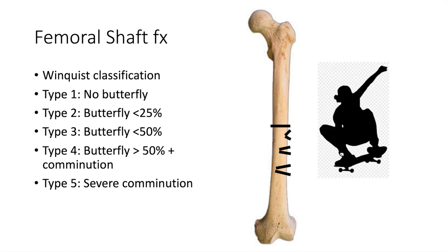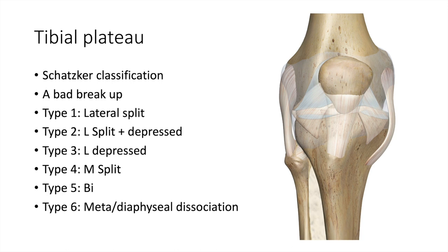And there's Bob Bergquist again. Tibial plateau, very high yield. This is the Schatzker classification. So a resident explained this to me as imagining a couple breaking up. So first you split. So type 1 is a lateral split of the tibial plateau.